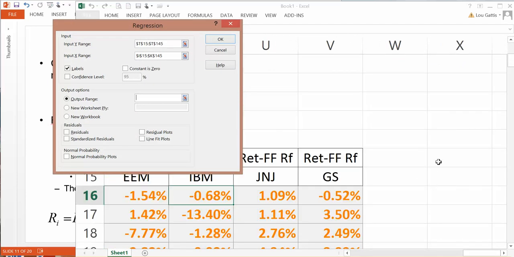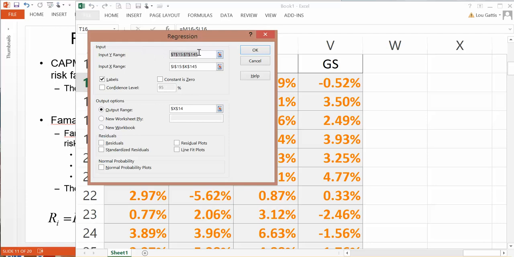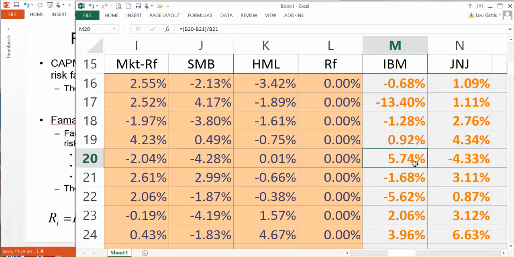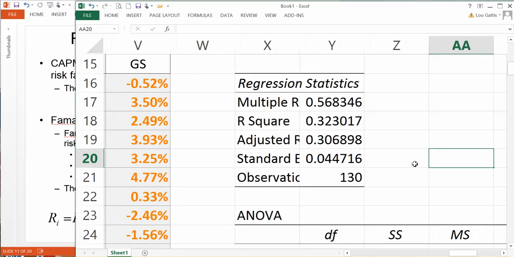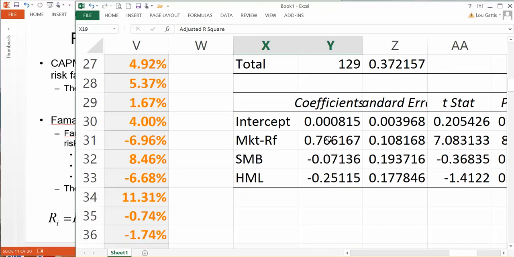So I'll put it here, say, X14. So I have the Y input is the returns of IBM including the label. The X is the market minus risk-free, SMB and HML from Fama-French. Click on output range and put in a cell that's not going to interfere with the rest of the spreadsheet and hit OK. Here's the results of the regression. So my IBM regression had an R squared of 30%. The intercept of the regression, and then here are my IBM Fama-French betas.